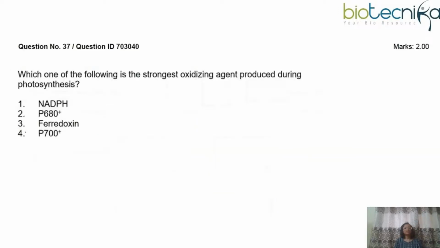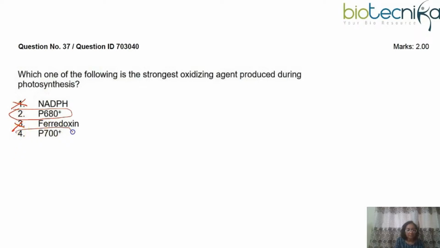Next question, this is from photosynthesis. Which one of the following is the strongest oxidizing agent produced during photosynthesis? Now, strongest oxidizing agent, definitely not NADPH and definitely not ferredoxin. If you will get confused, you may get confused between these two.